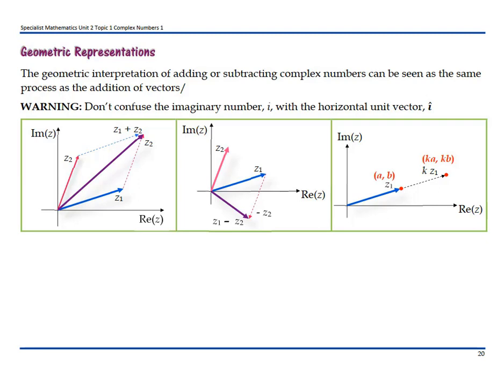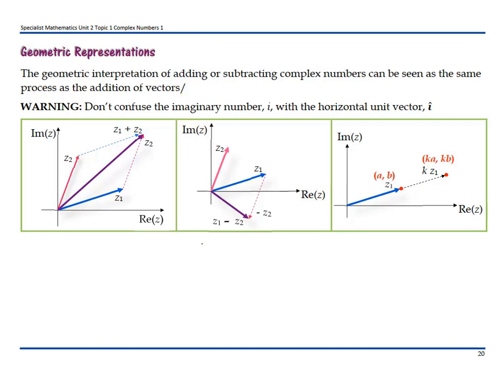But as you can see in these diagrams, I have the first one, my blue line here is z1, my pink line is z2. So down the middle, z1 plus z2 would be represented by that purple line. Okay. So exactly the same as what we would do with vectors, because we'd go either this way, z2 plus z1, or we'd go this way, z1 plus z2.